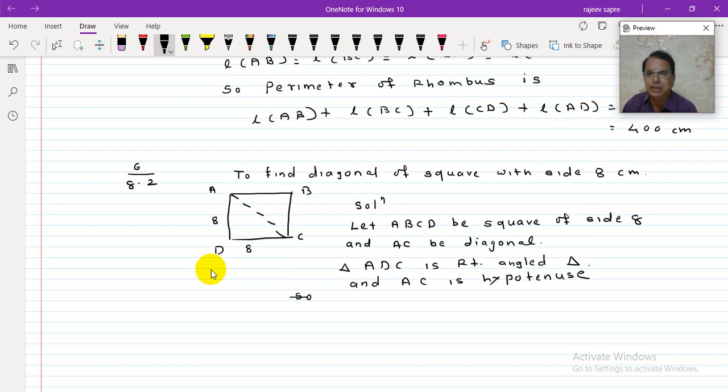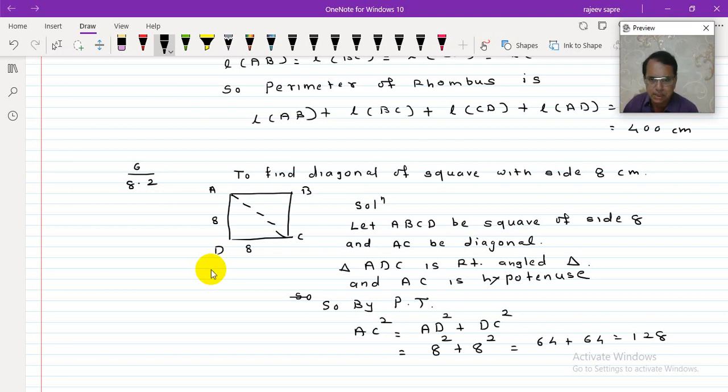we have to use invariably Pythagoras property. So by Pythagoras theorem, PT I am writing, what you get? AC square is equal to AD square plus DC square. But what is AD? 8. DC is also 8. So 8 square plus 8 square. So it is 64 plus 64. So it is 128. So what does it mean? AC will be root of 128. That means it is root of 64 into 2. But square root of 64 is 8.